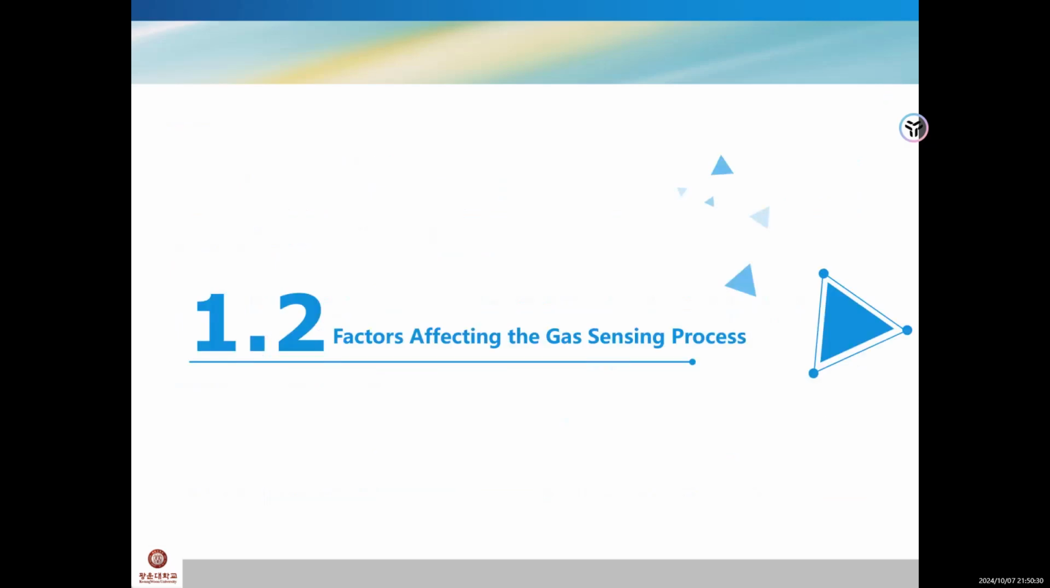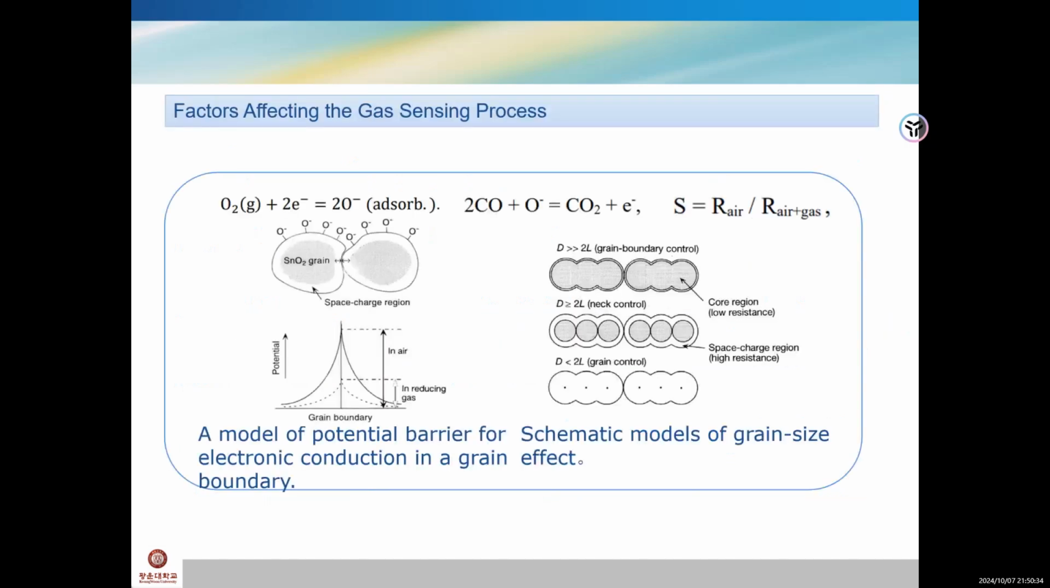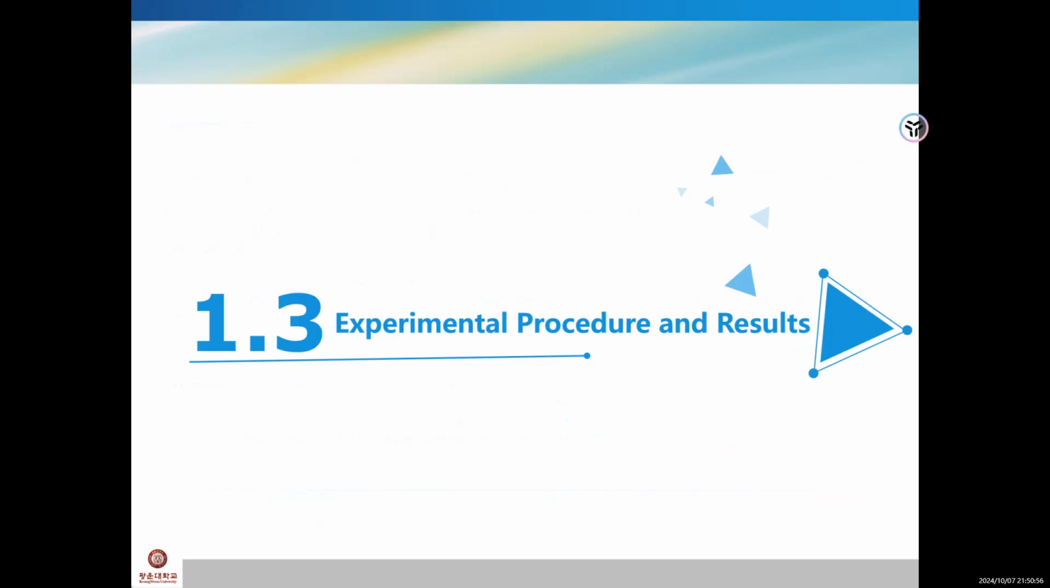So 1.2, factors affecting the gas sensing process. As you can see in the image, this is a model of potential barrier for electronic conduction in a grain boundary. Schematic models of grain size effect. 1.3, experimental procedure and results.